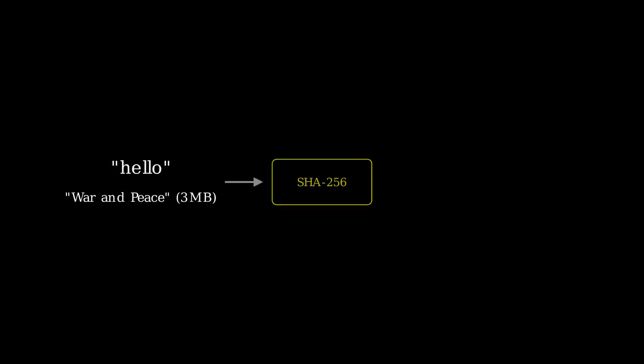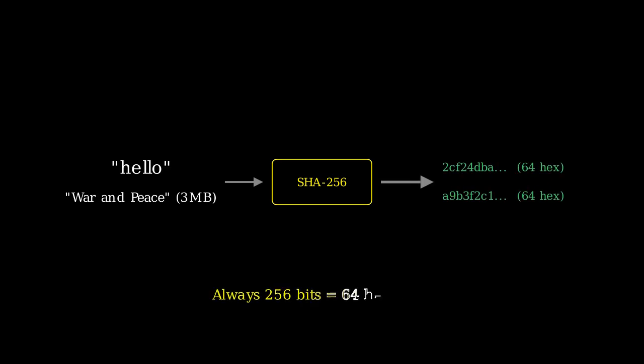A hash function takes any input, a word, a sentence, an entire book, and produces a fixed size output. For SHA256, that output is always exactly 256 bits long. That's 64 hexadecimal characters. No matter what you feed in, you always get a 256-bit fingerprint out.